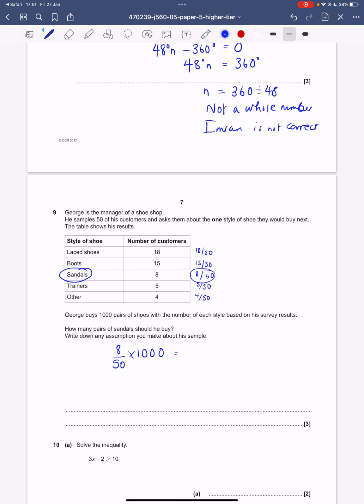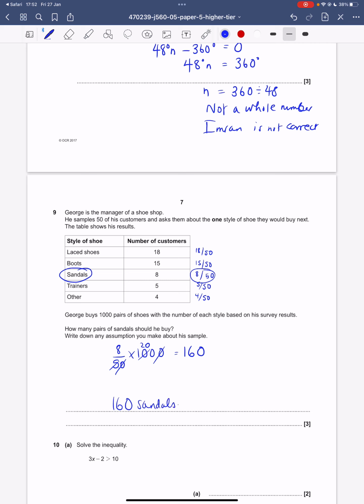Okay. So it's 8 divided by 50 times 1,000. Divide any top with any bottom, like we did in question 1. So it's 105. That's going to be 20 there. So 50s into 1,000 go 20. 8 times 20. He should buy 160 pairs of sandals.